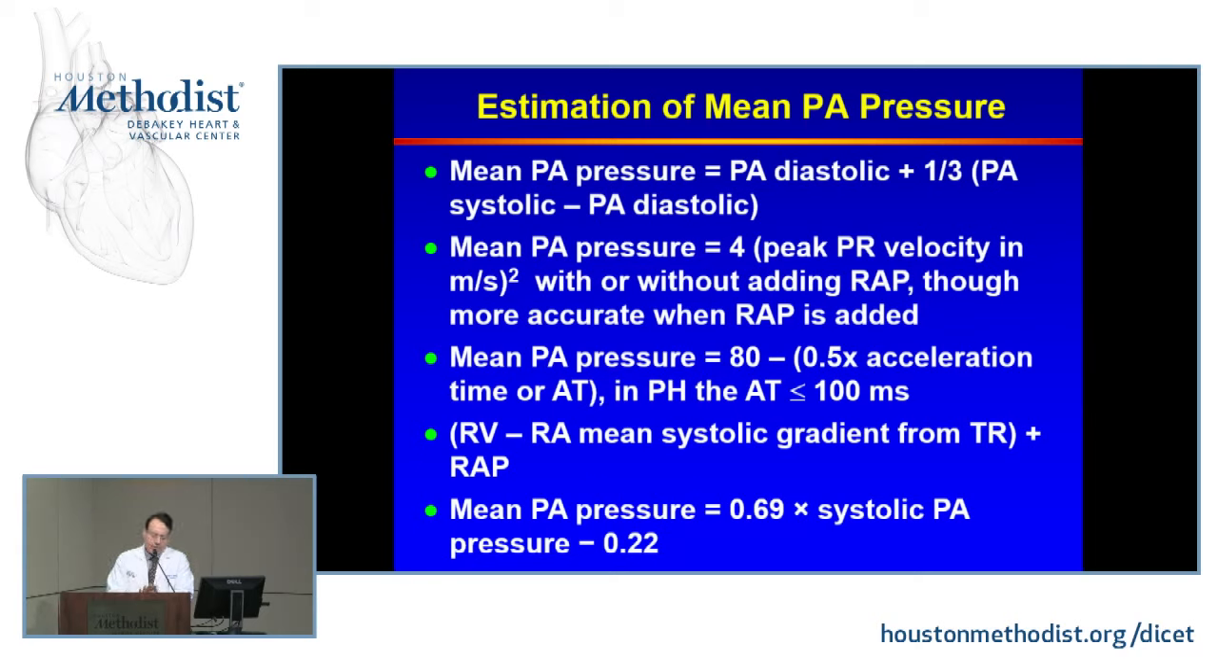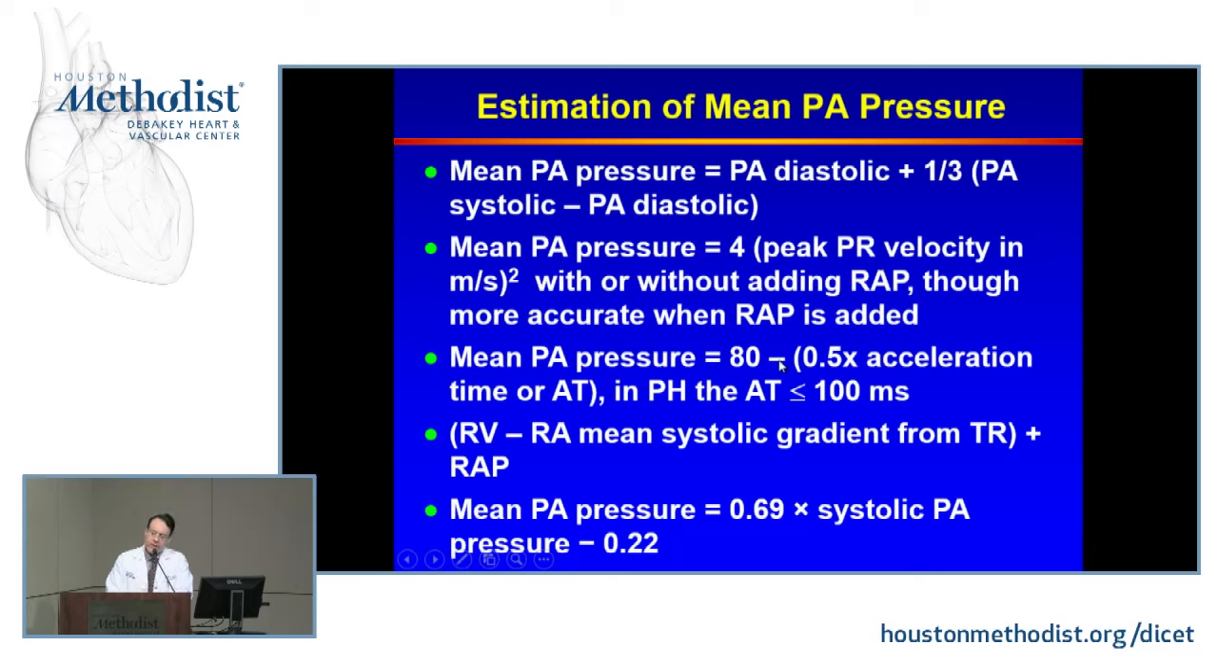One step closer to making less errors is if you depend on one or at most two measurements. And here the mean PA pressure can come into play, being estimated from the PR peak velocity. I'll show you an example of that.